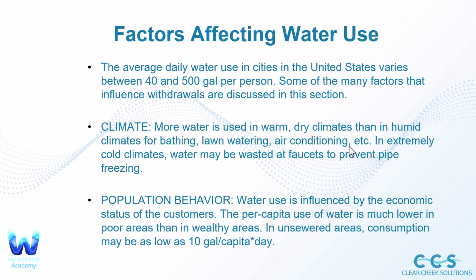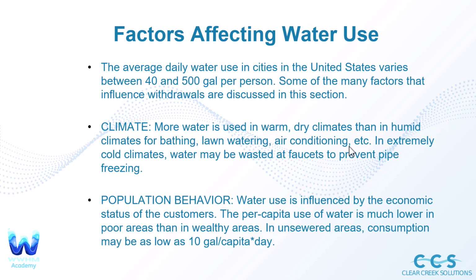So let's talk about factors affecting water use. The average daily water use in cities in the United States varies between 40 and 500 gallons per person. Some of the many factors that influence withdrawals are discussed in this section. So first of all is climate. More water is used in warm, dry climates than in humid climates for bathing, lawn watering, air conditioning. In extremely cold climates, water may be wasted at faucets to prevent pipes from freezing.